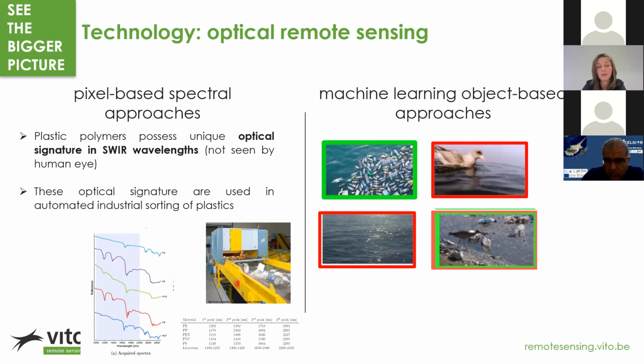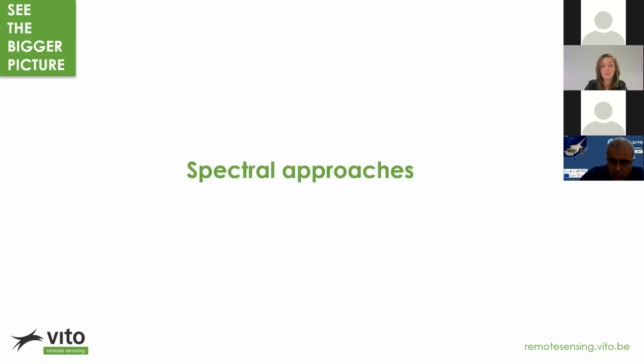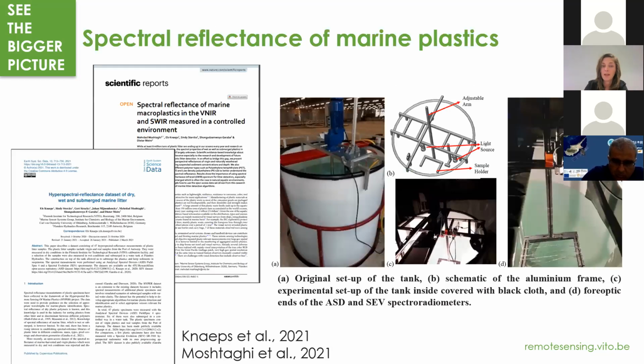This has actually been done for a long time already, mainly in industrial sorting, because we know that plastics and polymers have very specific absorption features in the shortwave infrared, and they're often used in industrial sorting to recognize and differentiate between different types of plastics. This is also what we are trying to use in remote sensing. We'll first have a look at the spectral approaches.